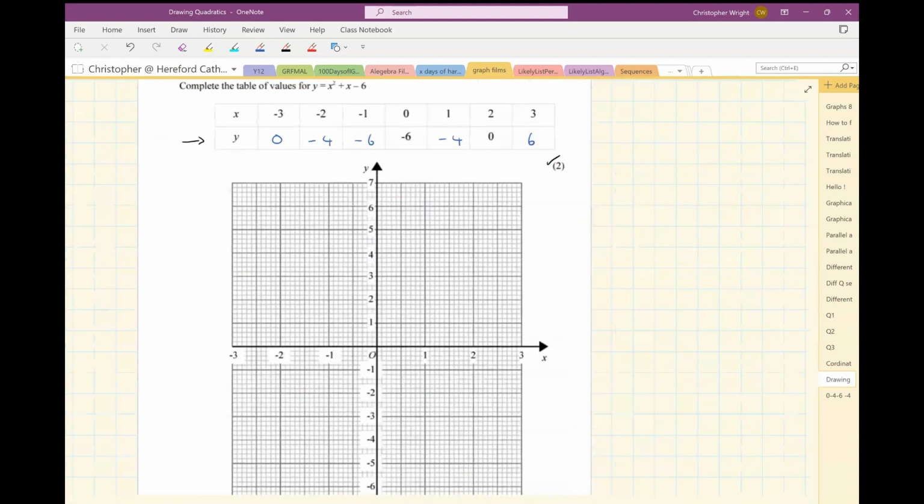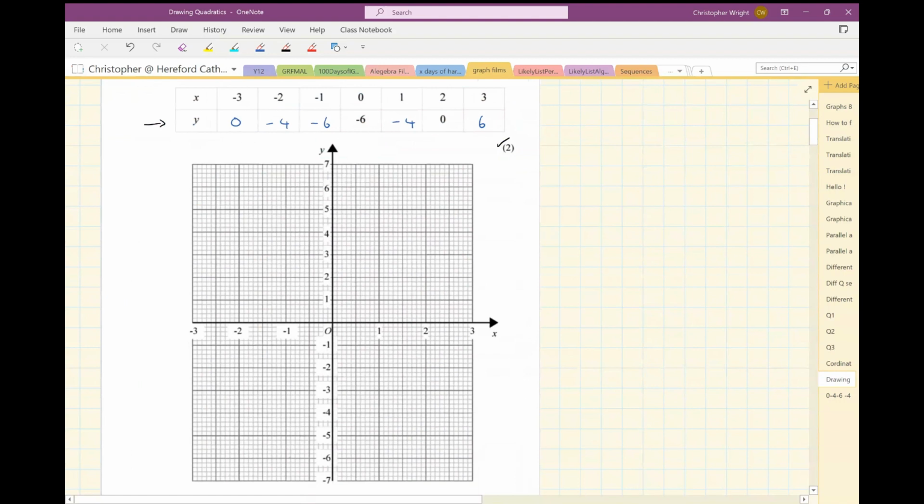Right, so I'm going to plot each of these points. Now, before you start, check your scales. Look out. There is a definite scale warning in this question because the y-axis has a different scale to the x-axis, and we do not want to mess that up. Right, let's plot the points.